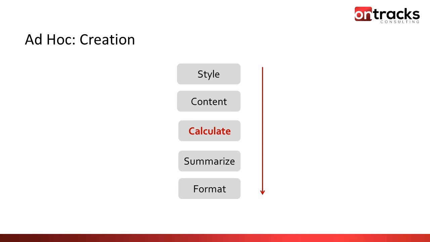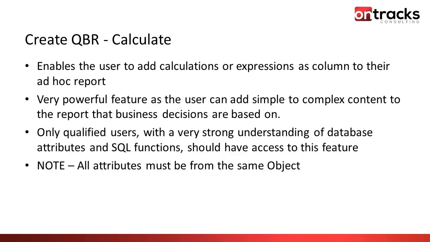So now that we've decided what content, so we've got the fields that we've actually chosen as the columns of our report, now we can actually create some calculations. That's done on the Calculate tab, which is one tab over. The Calculate tab enables the users to add calculations or expressions as a column to their ad hoc report. And that's the real cool thing, is when I'm running my report, I can't actually tell by looking at it what fields have been calculated and what ones are just standard fields that exist in the database.